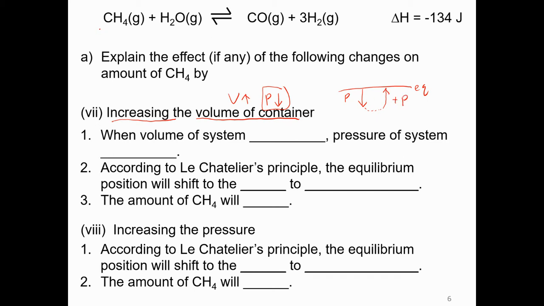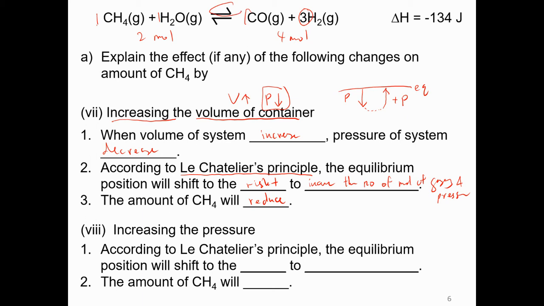Okay, same thing we have mentioned just now. This one is 2 mole total for the reactant, and 4 mole for the product. So when the volume increases, the pressure of the system decreases. So according to Le Chatelier's principle, the equilibrium position will shift to the right to increase the number of moles of gases and the pressure. So the amount of CH4 will reduce because it shifts to the right.